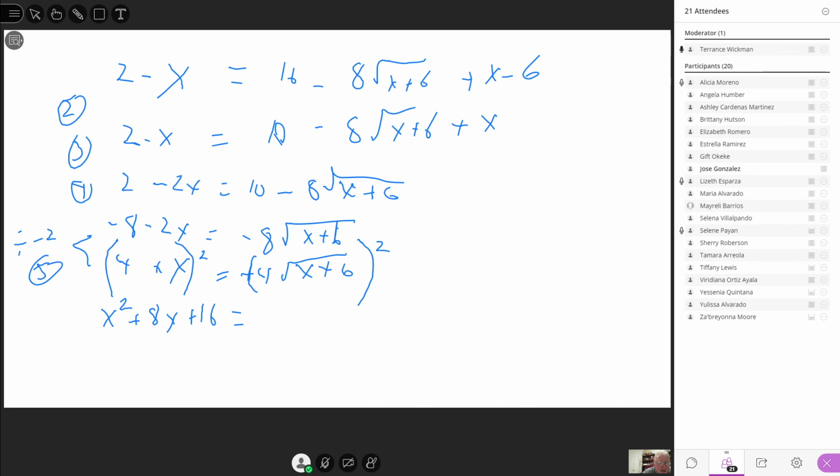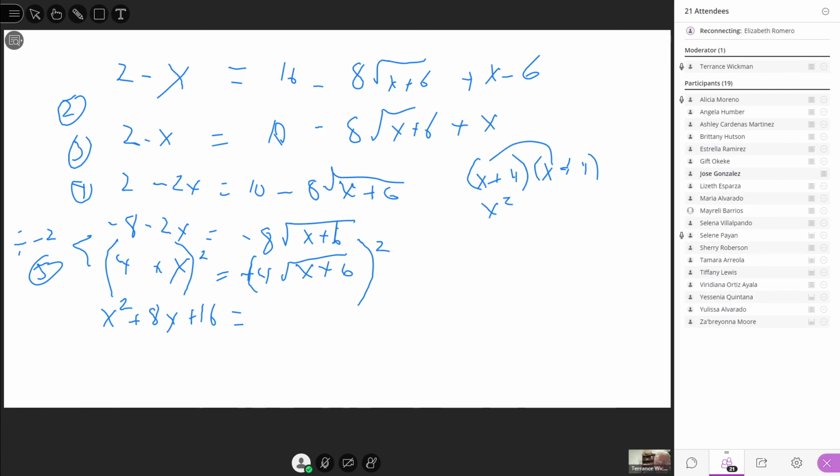You guys want me to show you how I get that? So you just use the FOIL method for 4 plus x and then 4 plus x. I put it as x plus 4 first, times x plus 4. X times that gave me x squared. This times this gave me a 4x. This times this gives me another 4x. And 4 times 4 gave me 16. I add these up, I get 8x plus 16. Everybody okay with that on the left? Yes. Okay, tell me what the right is now. You should be able to tell me what the right is easily.